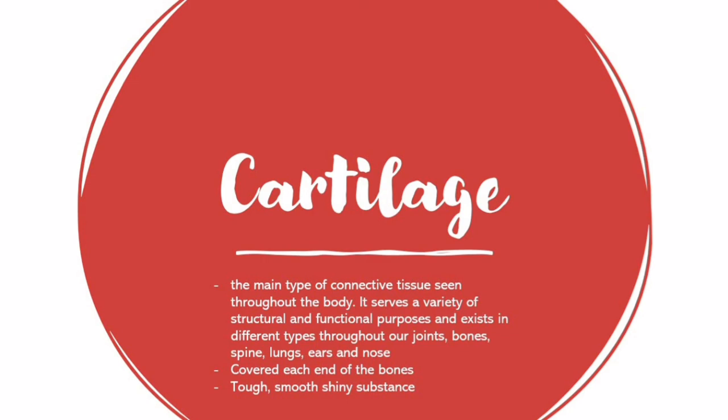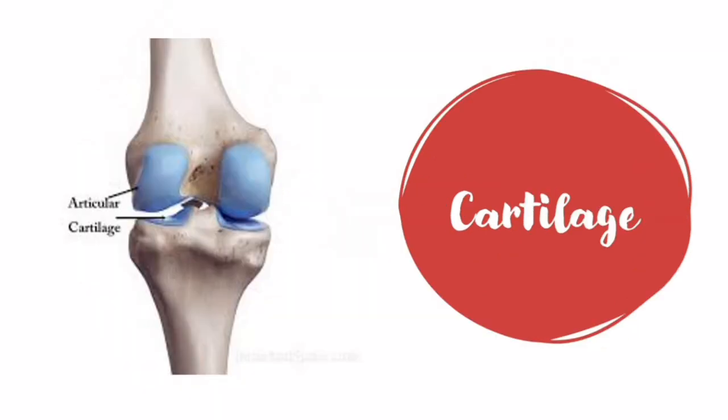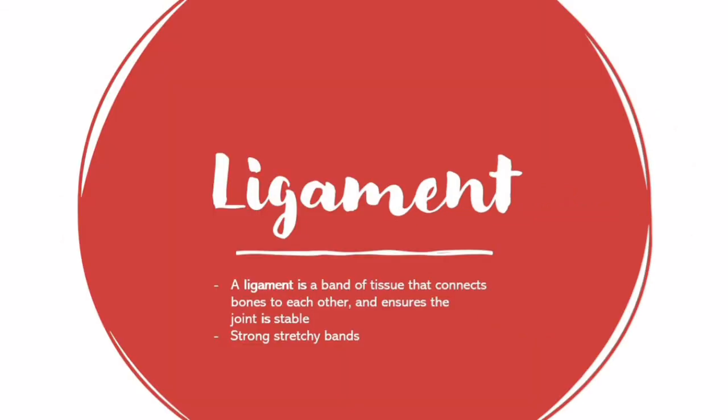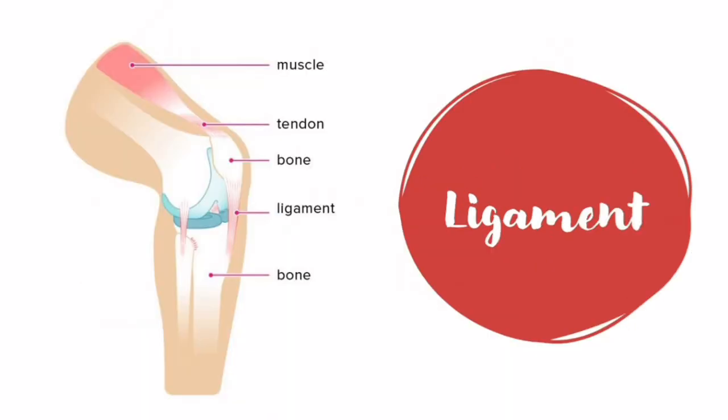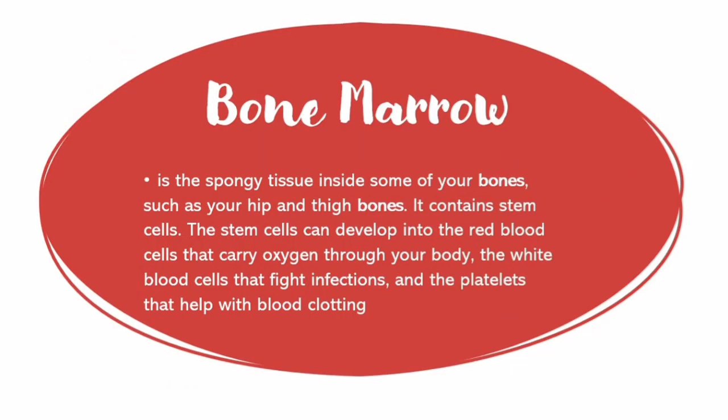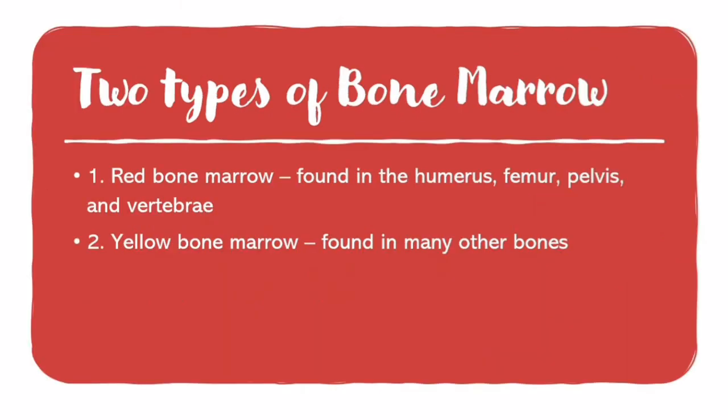Cartilage is the main type of connective tissue that covers each end of the bones, while a ligament is the band of tissue that connects bones to each other and ensures the joint is stable. Bone marrow is the spongy tissue inside some of your bones. And there are two types, the red bone marrow and the yellow bone marrow.